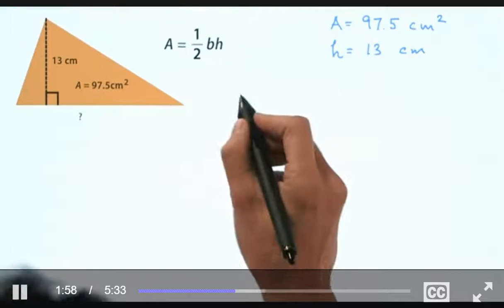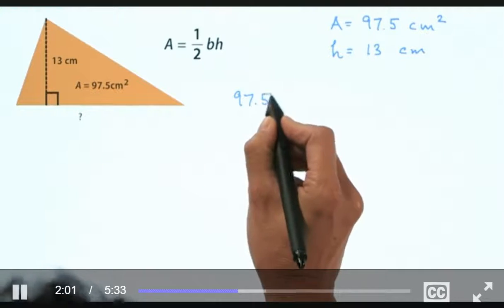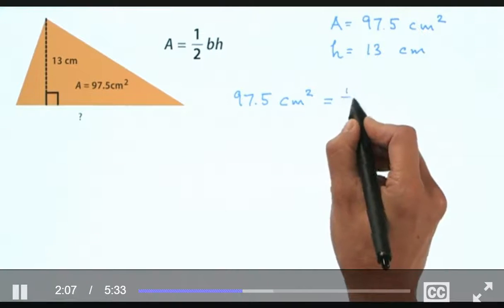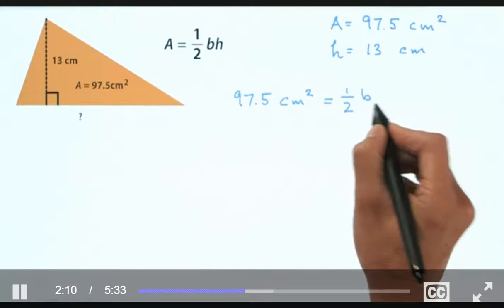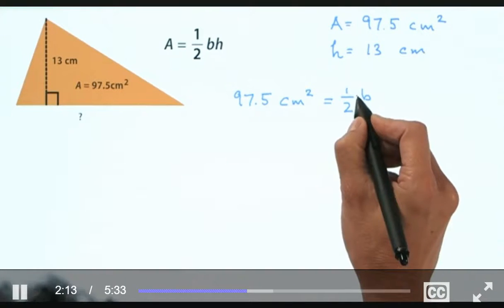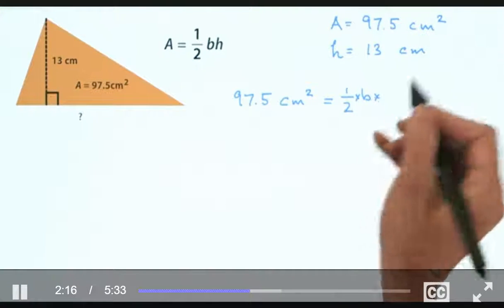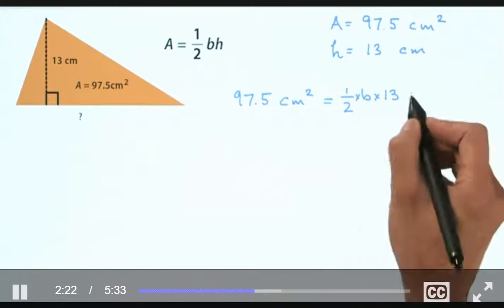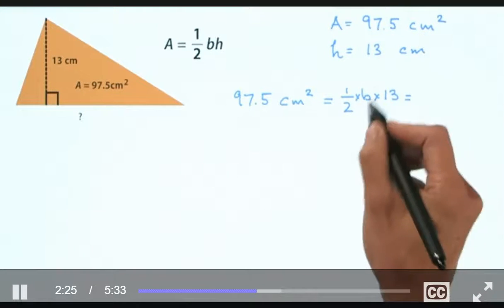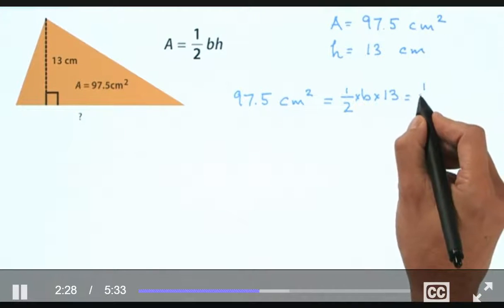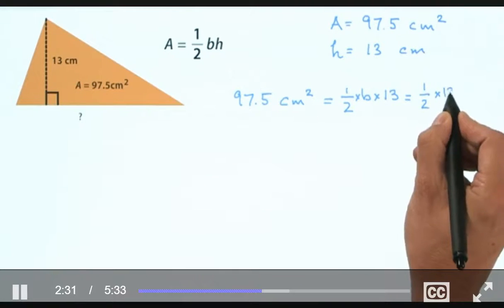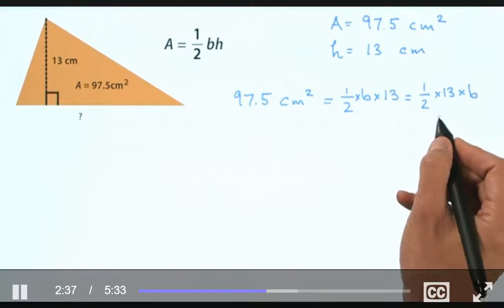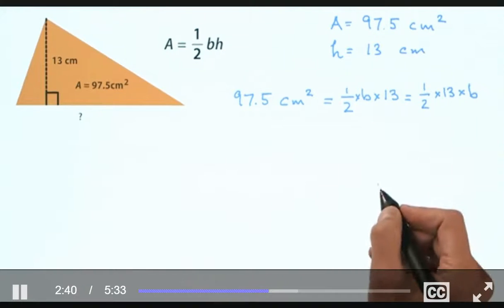So here we go. So the area we know is 97.5. And in fact, I'm going to write in centimeters squared just for fun. And then this equals 1/2 the base, which is the mysterious quantity, times, maybe I'll put little times signs in here just for fun. You can put them in, you don't have to put them in, whatever you want to do. Times the 13, that's the height. Well, remember multiplication is commutative, so we can reorder this, and I can write this way. I could say 1/2 times 13 times b. And 1/2 times 13 is the same thing as half of 13, and half of 13 is 6.5.